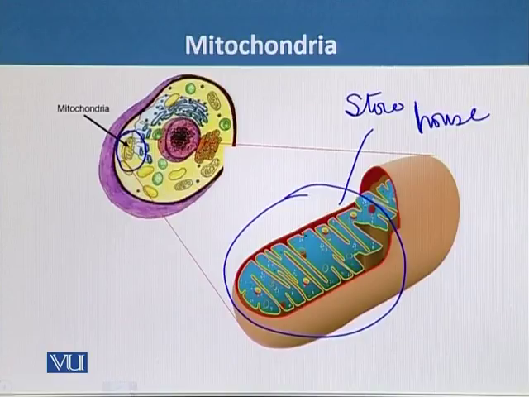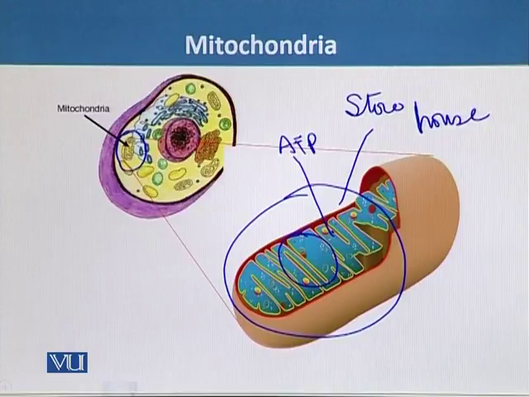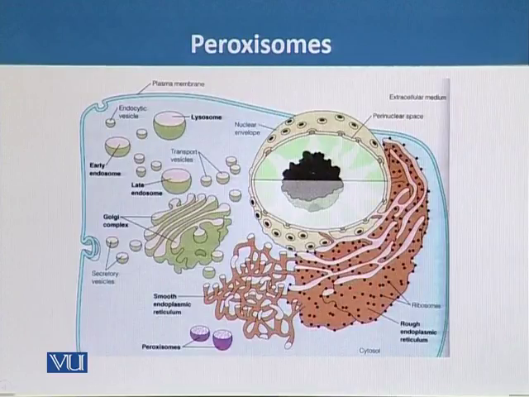So it is membrane bound. Double membranes are present inside the mitochondria, and within the membranes ATP is formed, which is the active source of the energy. The next is the peroxisomes.